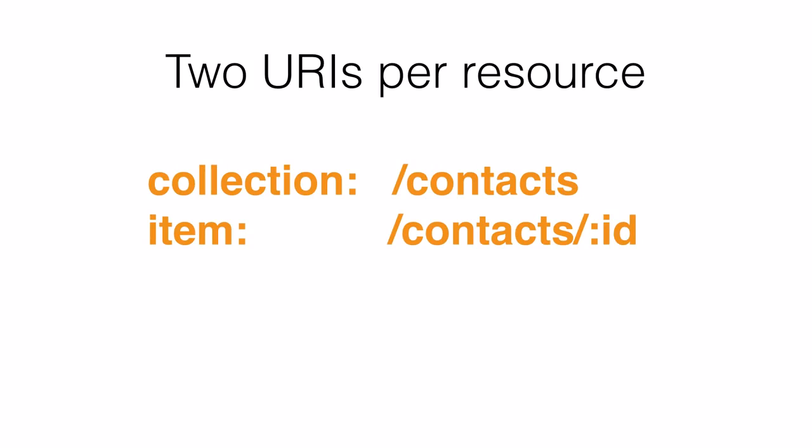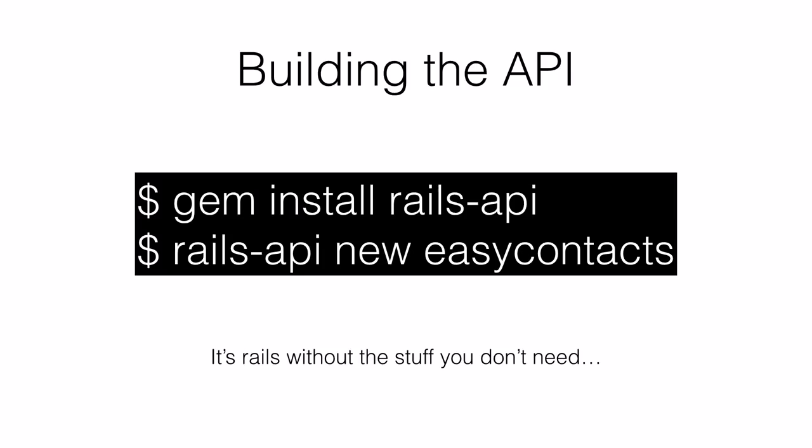For each resource, you have two URIs. One represents the collection, so the list, in this case, of contacts. One represents an item, so contact slash and then an ID, 2, 3, 4, whatever, represents a single item in that collection. So let's build our API.